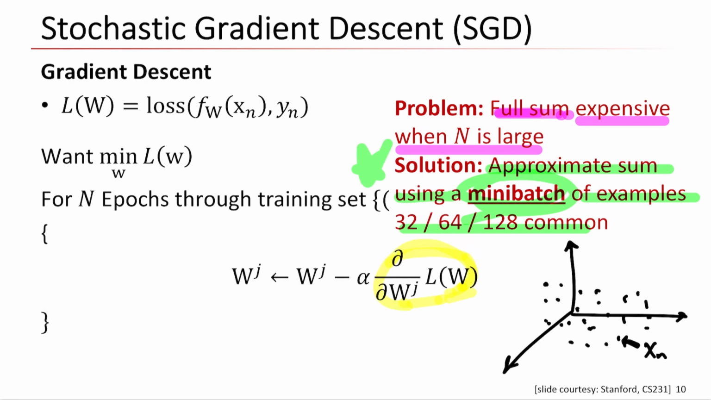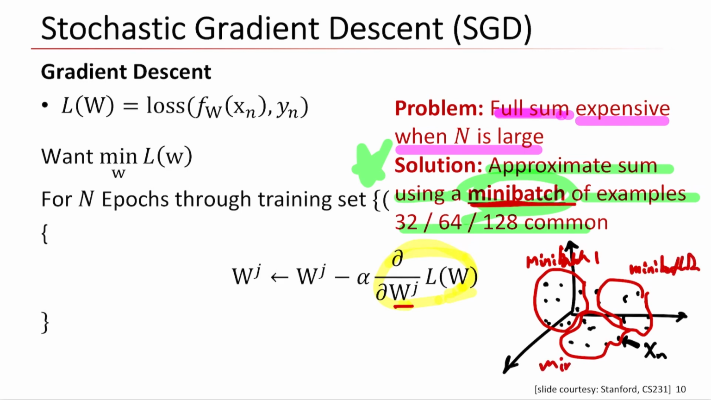So by using the mini batch, which is just a set of arbitrary samples, something like this, we update the parameter w using mini batch 1, and then update with mini batch 2, and mini batch 3, like this.